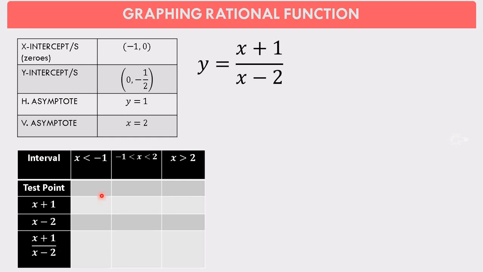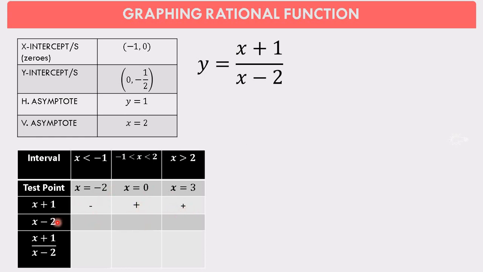So we will now get the test points. The test points are the values within each region. So we have x equals negative 2 since negative 2 is less than negative 1. We have x equals 0 since 0 is between negative 1 and 2. And 3 since 3 is greater than 2. So now let's test the points. Negative 2 plus 1 is negative 1, so we have negative. 0 plus 1 is 1, so we have positive. 3 plus 1 is 4, so we have positive.